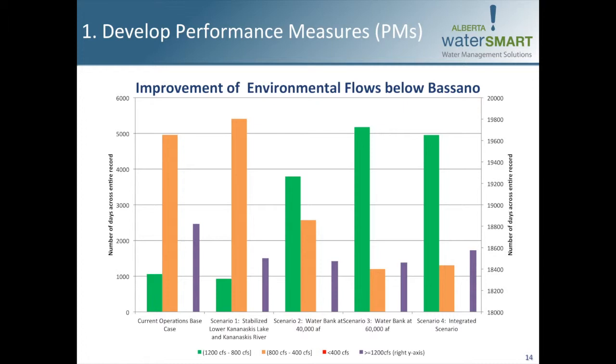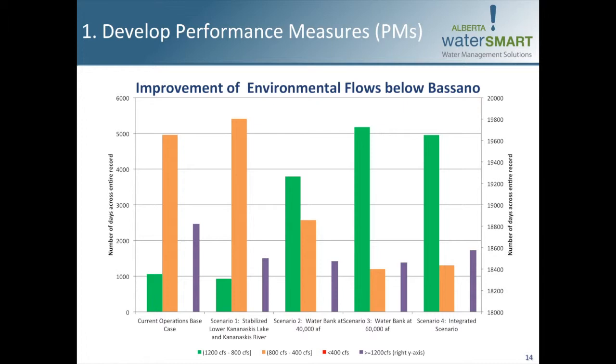So the first one, developing performance measures, or PMs. Performance measures are just simply graphical displays that actually show stakeholders in the room something that they're interested in, something that they care about so that the project is meaningful to them, and something that shows them the difference between model runs. So in the Bow River project, flows below Bassano were kind of used as a proxy for environmental improvements in the system, as an indicator of flows.